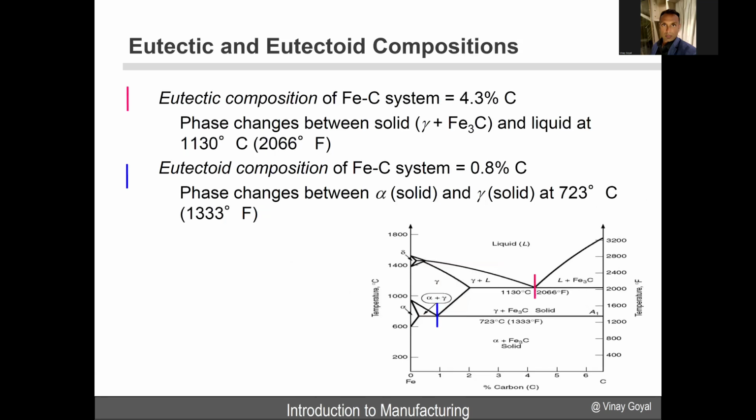And then what are the eutectic and eutectoid compositions? For the eutectic composition of this system, you can see that it occurs about here, at 1130 degrees C. And for your eutectoid composition, you're looking at more of a 0.8% carbon, and that's when that happens. So the phase changes between alpha and gamma at 723 degrees C.